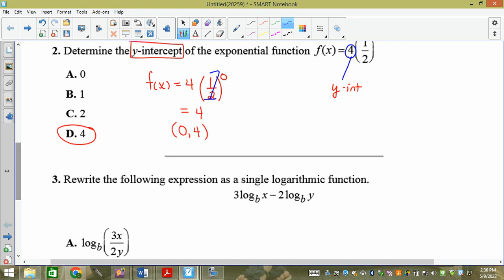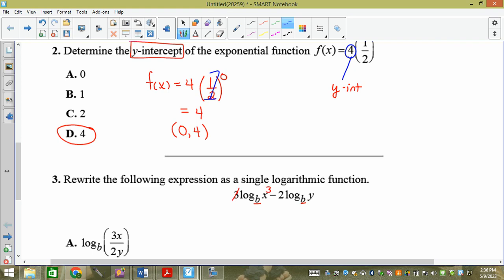Three wants us to rewrite this as a single log function, base b. So that screams, put me together. But I can't be put together if they have numbers in front, correct? What can I only have in front in order to put them together? Ones. So you need to have the same base and ones in front. So what do I do with those numbers in front, so that I do get a 1 in front? Move them up to the exponent through the power rule.